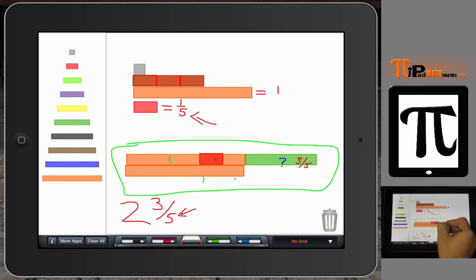Well, we know 5 reds go into an orange, so 10 are going to go into 2 oranges. So I have 10 reds. Let me write 10. So I'll have 10 rods there, and I'll have 3 red rods there. All total, we're going to have 13 reds, which are all fifths. So 13 fifths. And that's our whole number, 2 and 3/5.